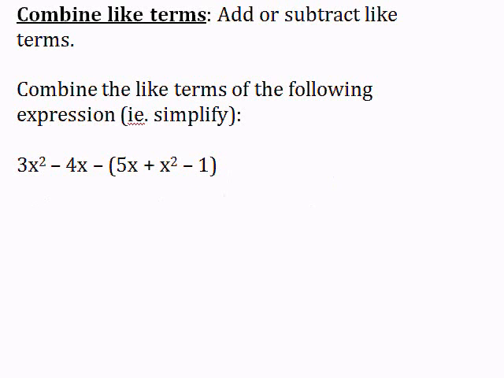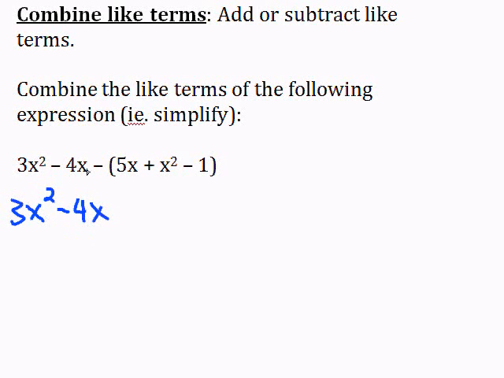Combining like terms can be understood as simplifying. In this example, we're going to try to combine our like terms, which are 3x squared and x squared, negative 4x and 5x. We have a bit of an issue though. You cannot combine your like terms until you have gotten rid of the parentheses, because the 5x and x squared are trapped inside of the parentheses. To get rid of the parentheses, we need to use the distributive property.